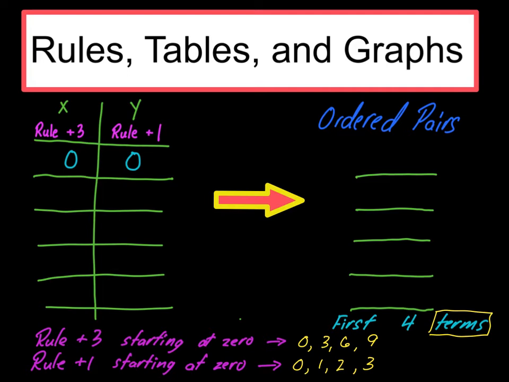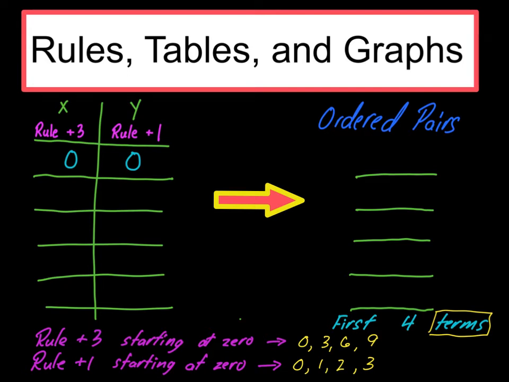So now we are going to use this information and transfer it from here. I'm going to show you the process of how we can start with rules such as these, transfer them over to a chart where the rules are again mentioned, and then we can turn those into ordered pairs. In the final step, you can then actually graph that information.